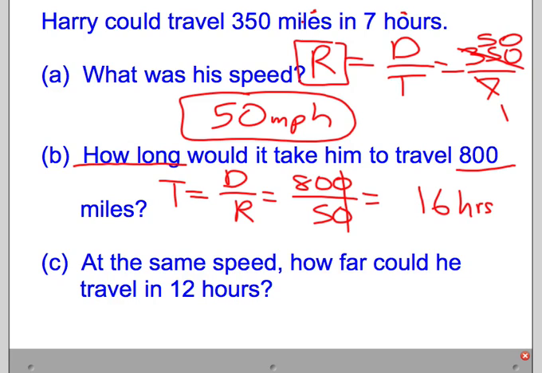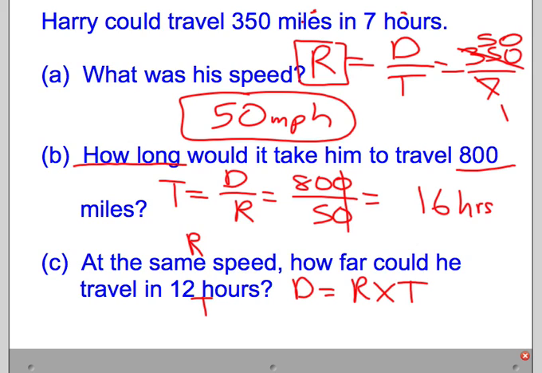And finally, at that same speed, how far could he travel in 12 hours? So we're given rate and we're given time here. How far could we travel as a distance? Now distance is a little different. Distance is equal to rate times time. We're multiplying those two values then.